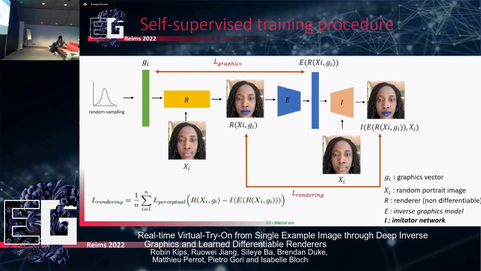And here to train our system, we are using a perceptual loss. So it's based on VGG. So we are using the internal layers of VGG to compare the original render output to the imitator output. So our loss has two terms. We have the first based on the graphic loss and the other one based on the rendered image.